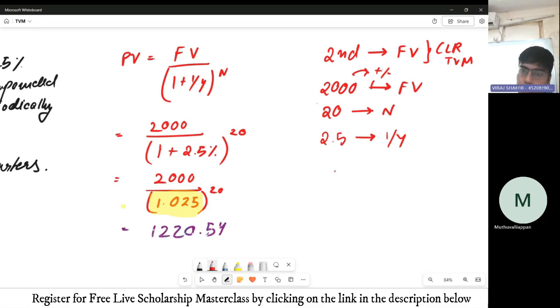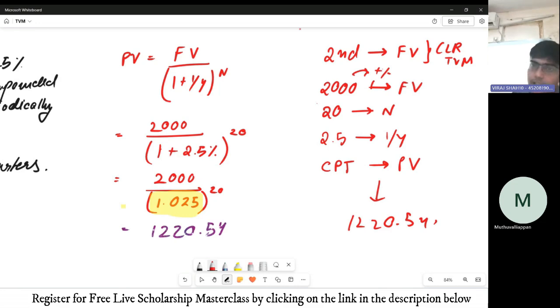What do you want to compute? You want to compute PV. So you press CPT and then you press PV. Are you getting the same answer? 1220.54. So two methods of doing it. If you want to copy the steps of the calculator, but right now आपने वो copy कर लिया, तो I think this is doable. So you don't need to copy it anymore. This is how you compute PV.